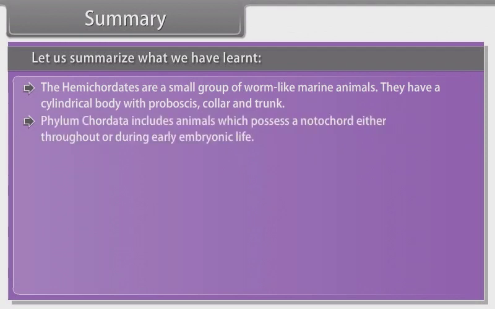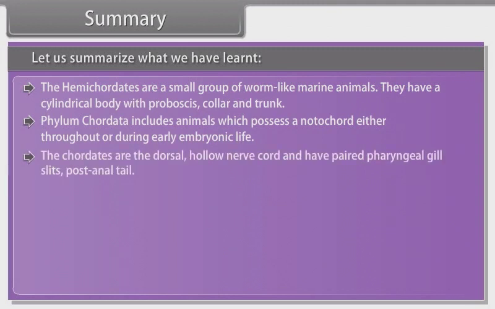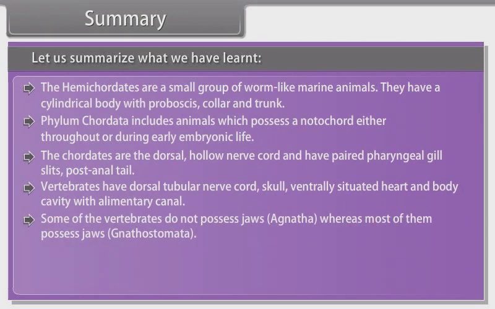Phylum Chordata includes animals which possess a notochord either throughout or during early embryonic life. The chordates have a dorsal hollow nerve cord, paired pharyngeal gill slits, and a post-anal tail. Vertebrates have dorsal tubular nerve cord, skull, ventrally situated heart and body cavity with alimentary canal. Some of the vertebrates do not possess jaw, Agnatha, whereas most of them possess jaw, Gnathostomata.